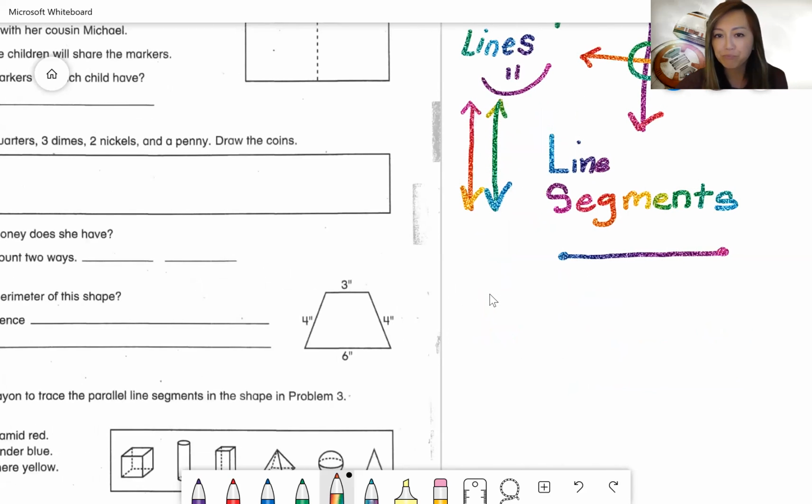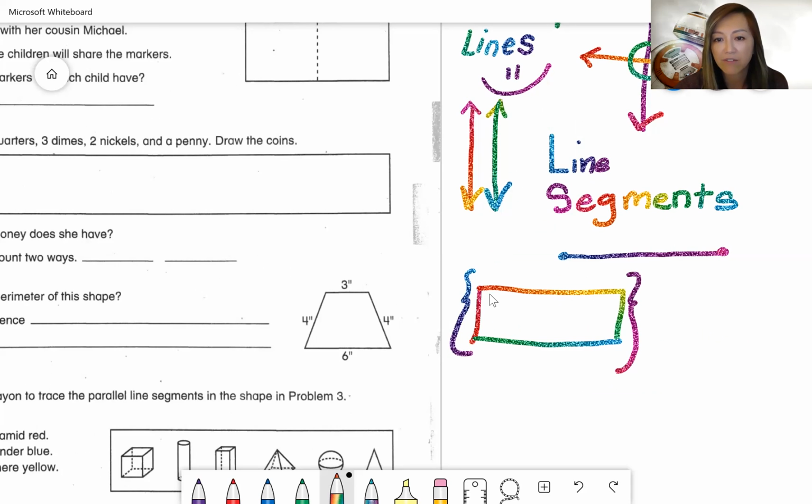For example, if I'm looking at a rectangle, okay, here's my rectangle. My rectangle has two sets of parallel lines. I have a set of lines here, and then I also have a set of lines here. These two lines that I just drew, those two are parallel lines. The same thing with these two lines up here, okay? That one and that one. The top one and the bottom one are also considered a pair of parallel lines.